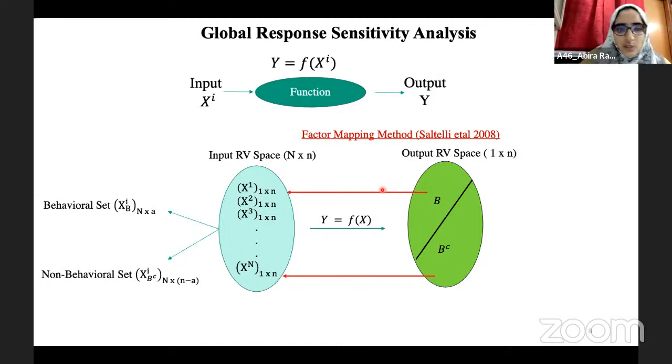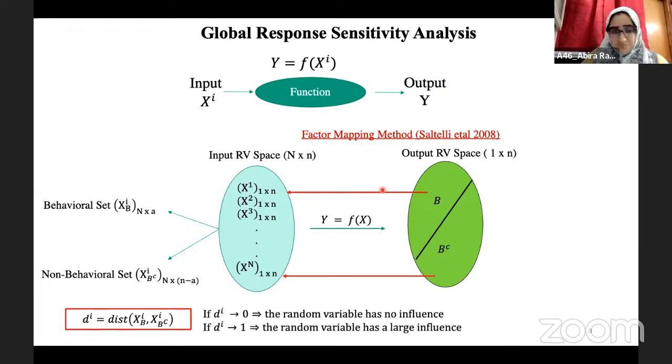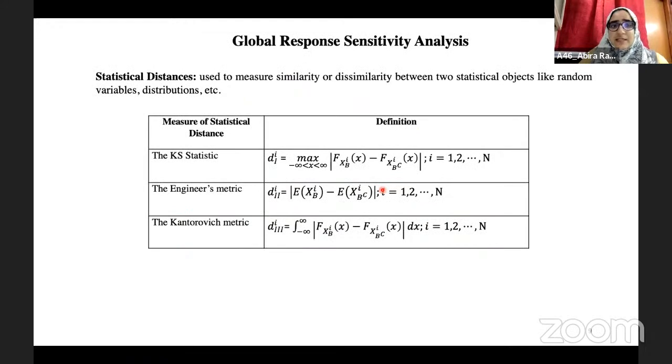And the concept is that the distance between these two sets for each of the random variables is determined. So if this distance, or the normalized value of this distance, tends to 0, the random variable will have no influence on the output. But if it tends to 1, it will have a large influence. In this present study, 3 measures of distance between the behavioral and non-behavioral set have been used. The most commonly used method is the KS statistic, but in this study, two more distance measures have been used: the engineer's metric and the Kantorovich metric, which have been defined in this table.